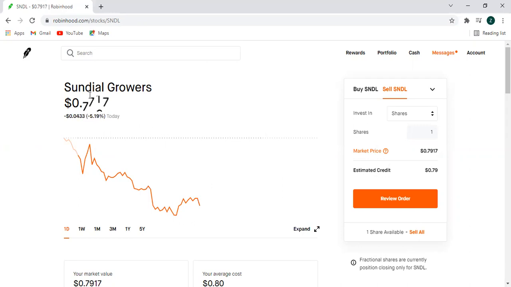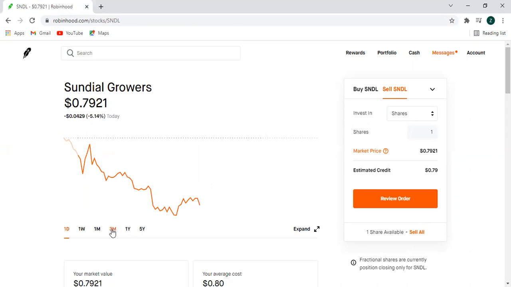So let's say you're looking at SNDL right now. You think it's going to go up, and you're doing what's called buying the dip. Because as you can see, it dipped down, and it's starting to recover. And so you're saying, okay, hey, I'm buying the dip. Robinhood shows you the 1-day chart.